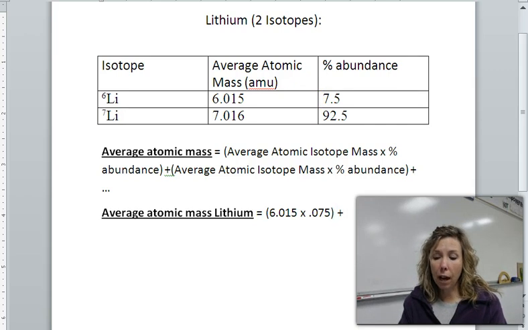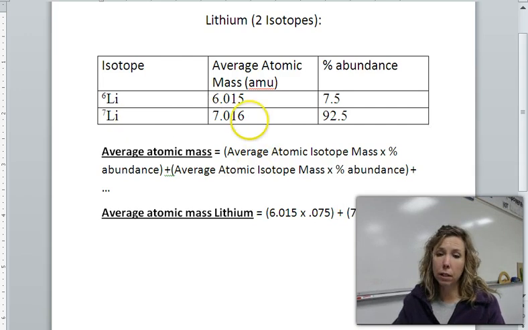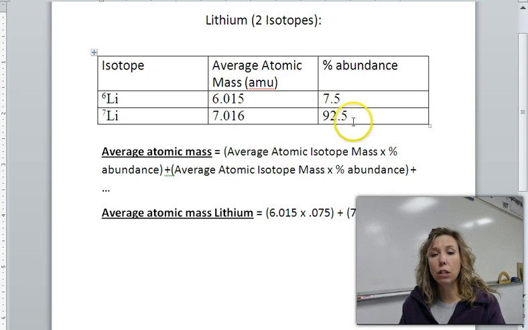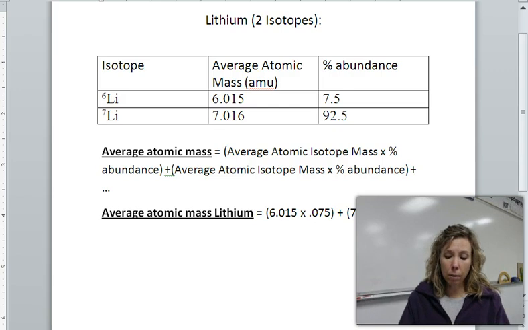I'm going to get a number for that and then also multiply it by the other isotope, lithium-7. 7.016 is its mass, and I need to multiply that by its abundance, 92.5%. And again, I'm going to put that in decimal form, move the decimal to the left 2 places, 0.925. So I'm going to calculate this up.